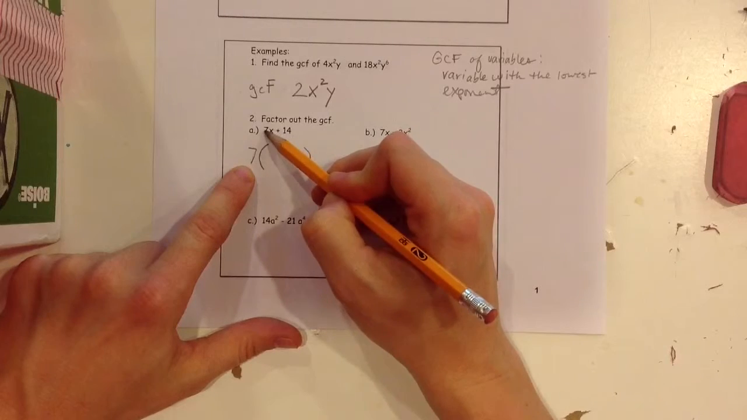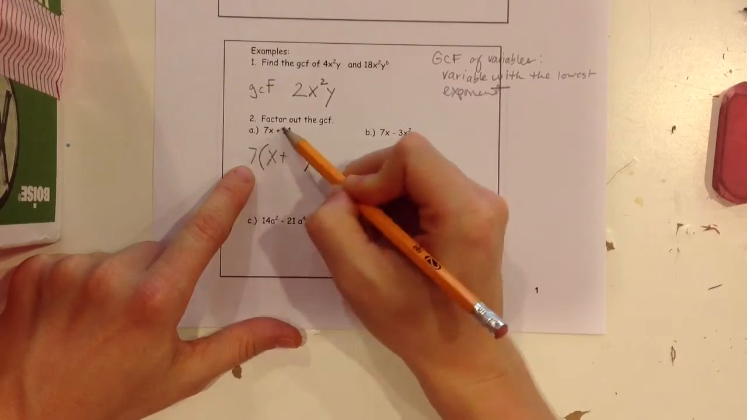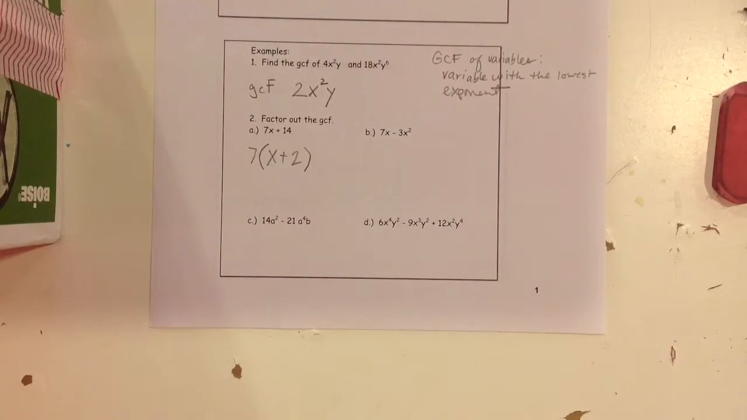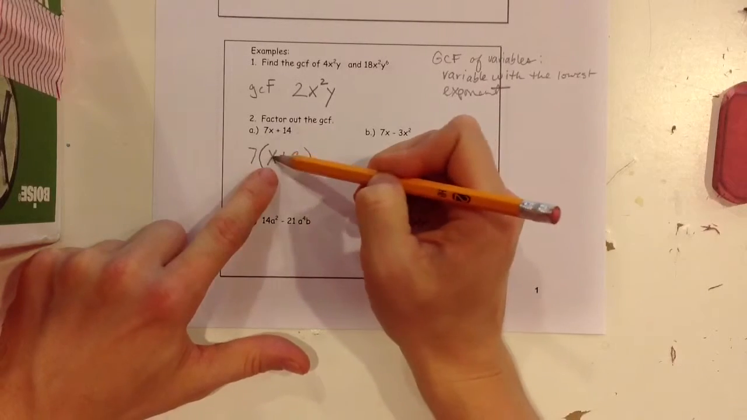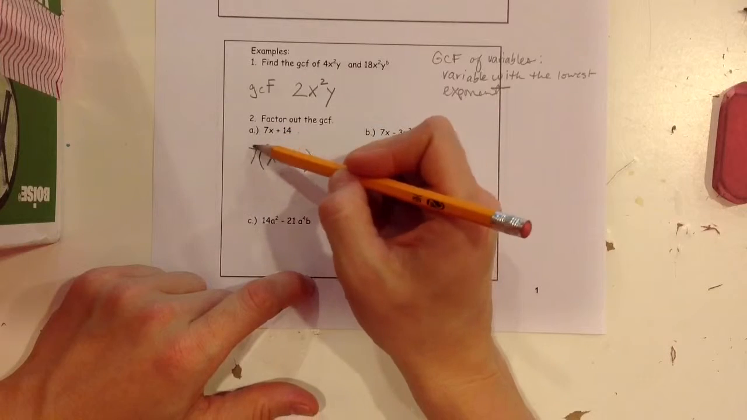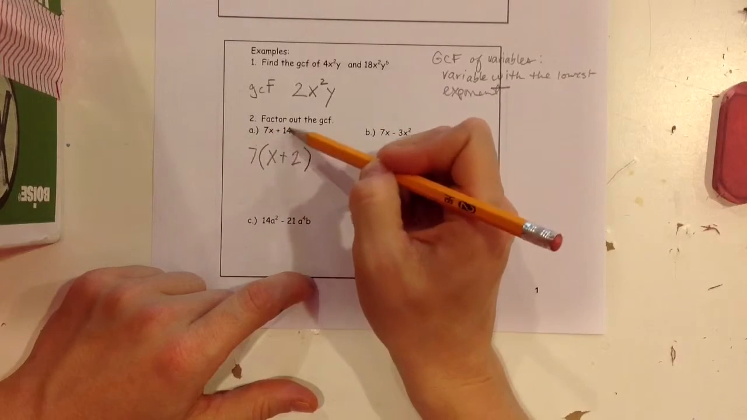7 will go into 7 one time, and I'm only left with x. 7 will go into 14 two times. So this is how you factor out your GCF. Once you figure out what your GCF is, you divide this number into each term in that polynomial above, and that tells you what's left. Now you can always check your answer by distributing. 7 times x gives you 7x, 7 times 2 gives you 14.